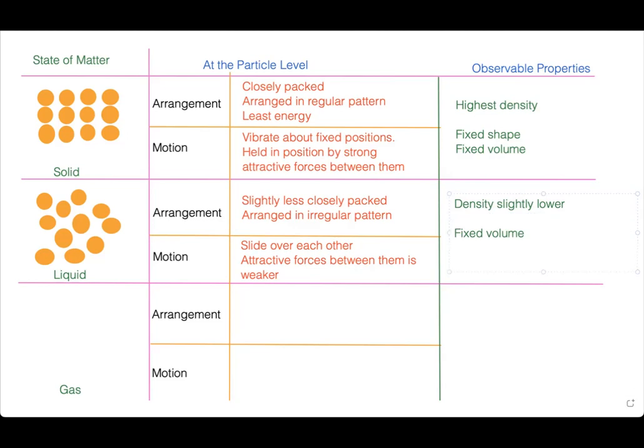The only difference is that it does not have a fixed shape, because the particles slide over each other. So you actually can move around the liquid itself. Clear so far? So from this explanation, due to the arrangement and motion of the kinetic particles in a liquid, can we explain why the volume is fixed and the shape is not fixed? If you understand this perfectly well, give me a yes reaction.